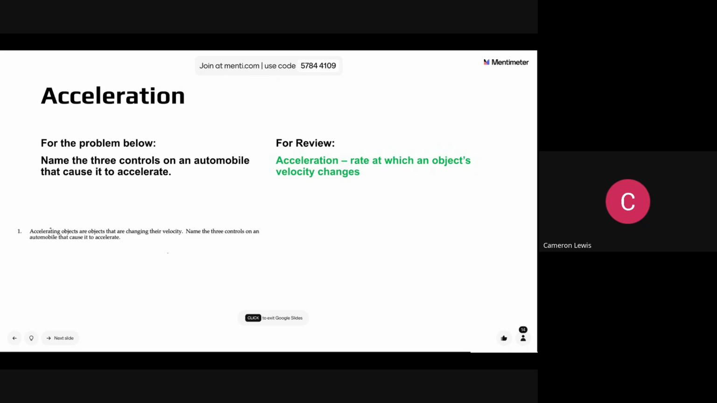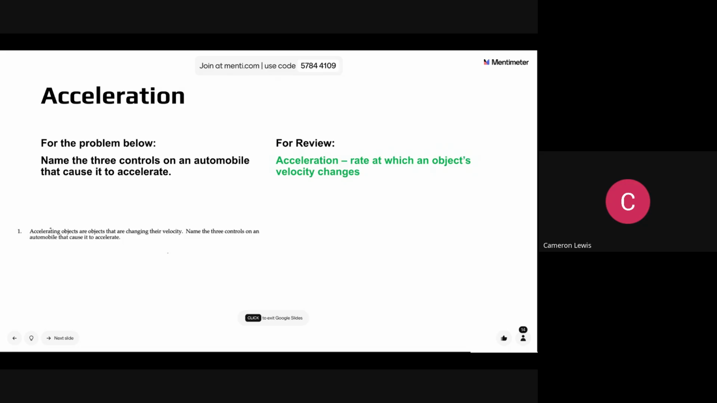So if you want to change the velocity of an object, you can change its magnitude, how fast it is, going faster or slower, or you could change its direction, like going left, right, forward, backwards. Now, with that in mind, let's think logically. When we're changing the object's velocity, can you name the 3 controls on an automobile that cause it to accelerate?